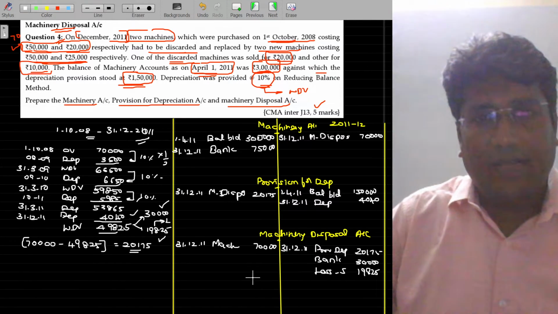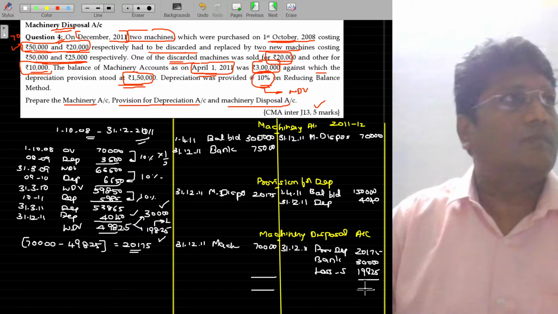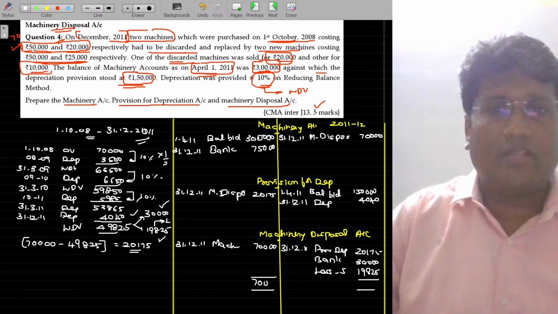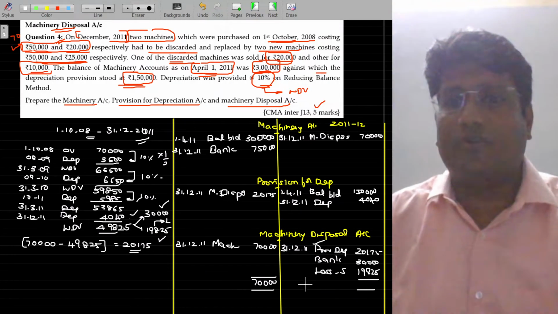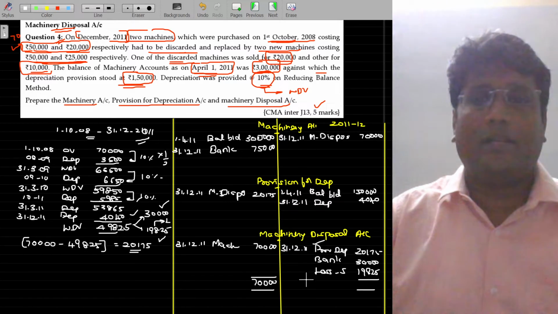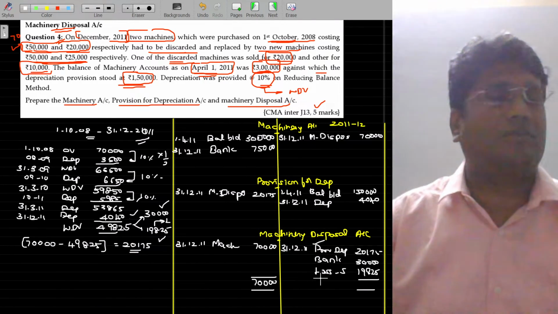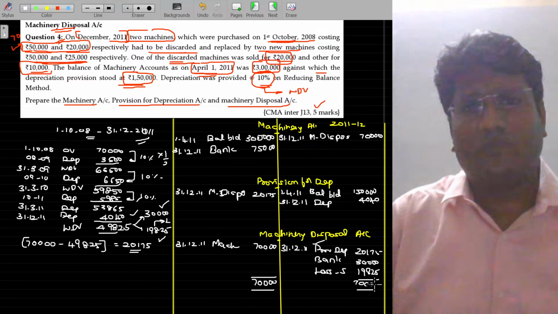Now, if I tally the machinery account, it will be automatically tallied. Verify this. Because 70,000 is the worth of the assets. As on the date of sale, we have created provision for depreciation to the extent of 20,175. Leaving that, the amount collected is 30,000 and the balance is named as loss. So, always the machinery account will be getting tallied.